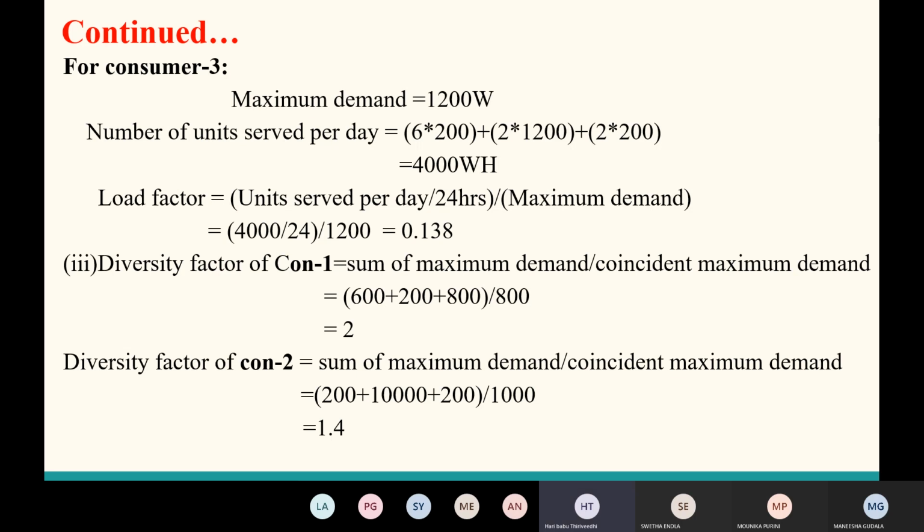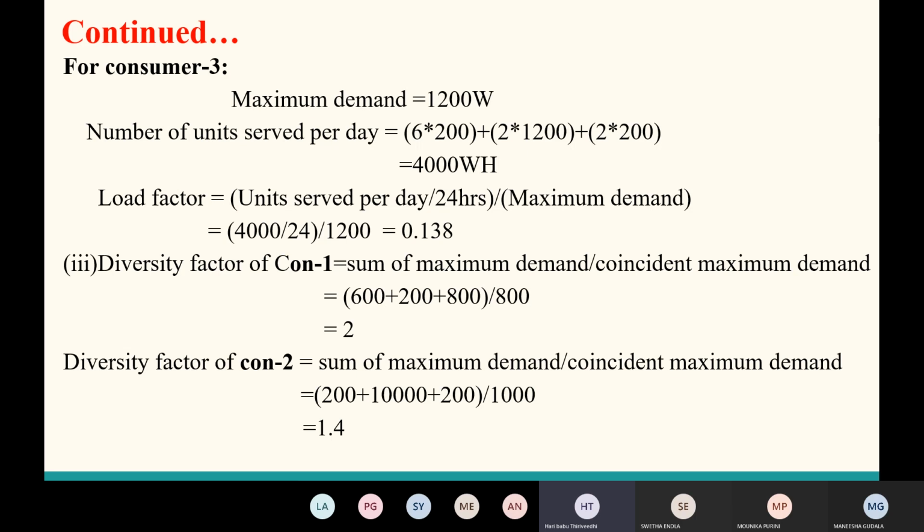Next, load factor of consumer 3. Number of units served per day equals 8 into 0, there is no load, plus 6 into 200 plus 2 into 1200 plus 6 into 0 plus 2 into 200. Eliminating zeros: 6 into 200 plus 2 into 1200 plus 2 into 200 equals 4000 watt hour. Number of units served per day equals 4000 watt hour.